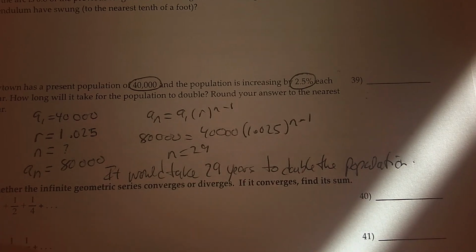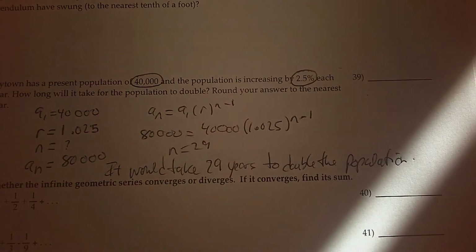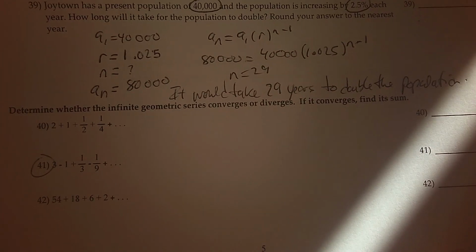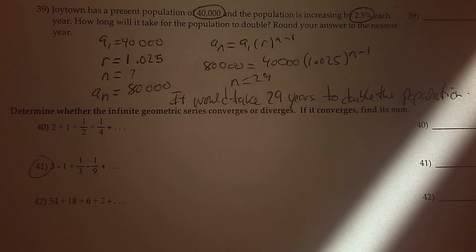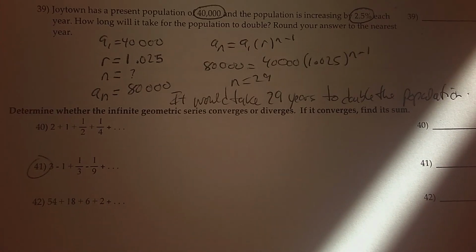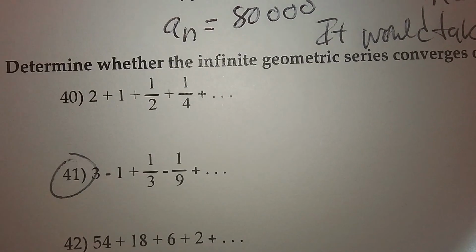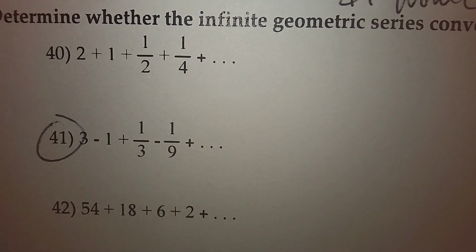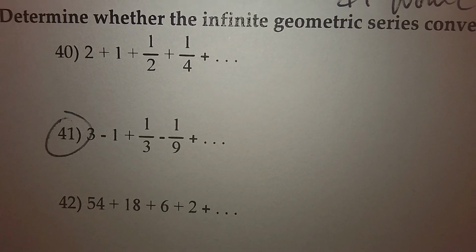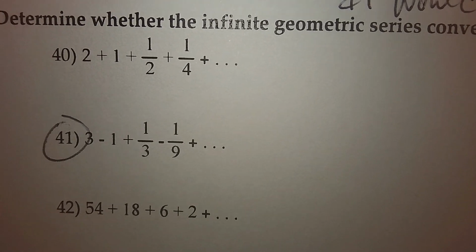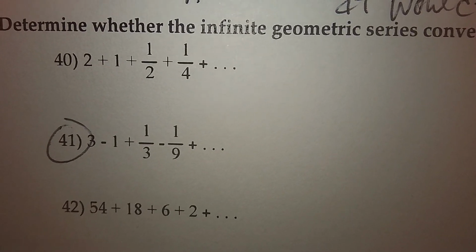All right, 41. In number 41, is that a situation of a geometric or arithmetic that I'm adding up? And the answer is it's geometric, and it even tells you it's geometric, right? Infinite. How do I add that up to infinity and beyond? How do we do that?